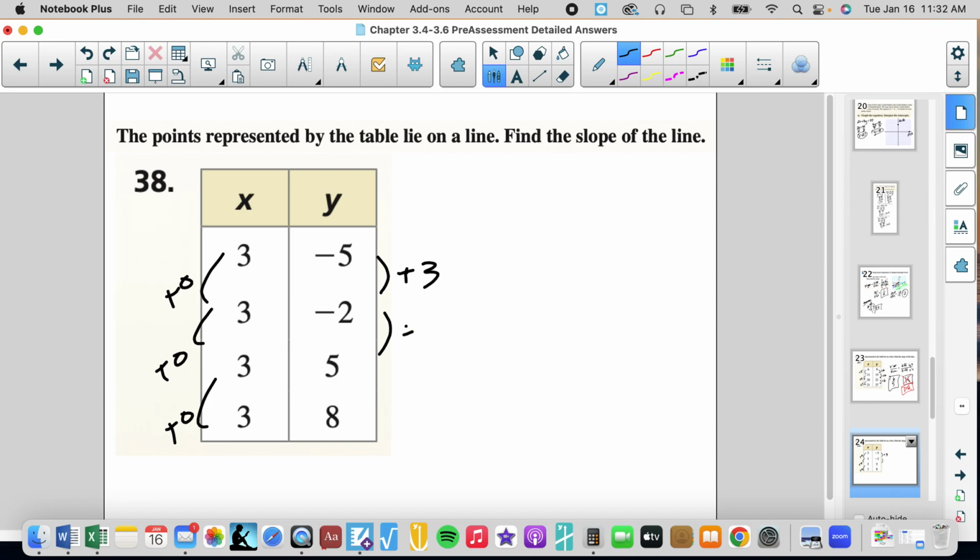Here we have plus 7. Here we have plus 3. So each slope, that would be 3 over 0. This would be 7 over 0. This would be 3 over 0. These all simplify to no slope.